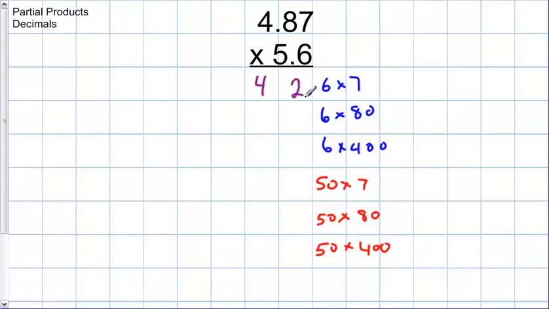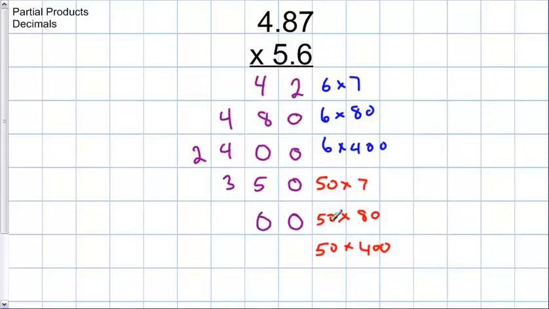42, 6 times 7 is 42. I've got a 0, so I'm going to put a 0 down. 6 times 8 is 48. I've got 2 zeros, so that's 20. So I put my 2 zeros down, and then 6 times 4 is 24. Okay. I've got a 0 in the 50, so I'm going to put a 0 down. 7 times 5 is 35. Got 2 zeros here, so I'm going to put my 2 zeros down. 8 times 5 is 40. Then 3 zeros. 5 times 4 is 20.